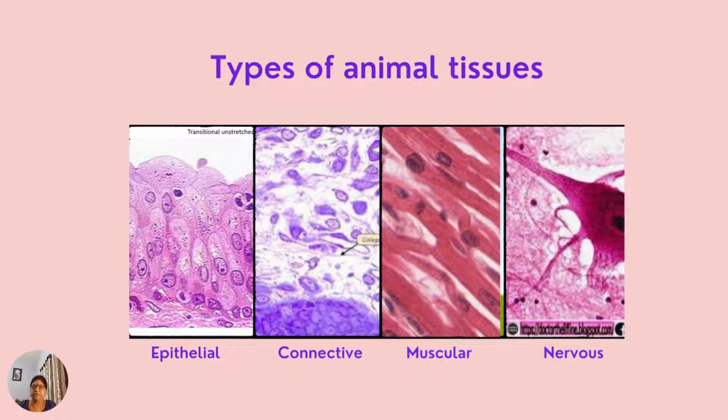All the contents of the body, including structures and various organs, are made up of tissues. And there are four main types of tissues in animals. They are epithelial, connective, muscular, and nervous tissue. In this lesson, I will take up epithelial and connective tissue.